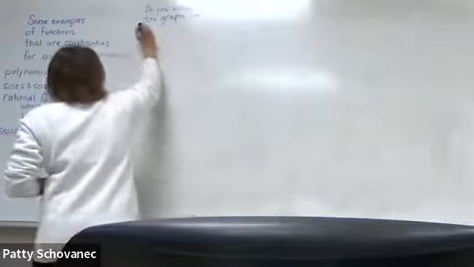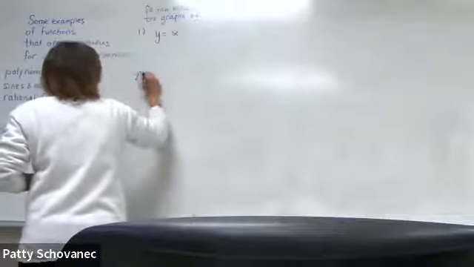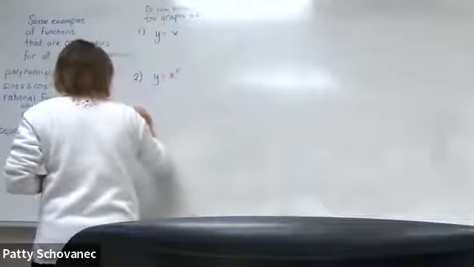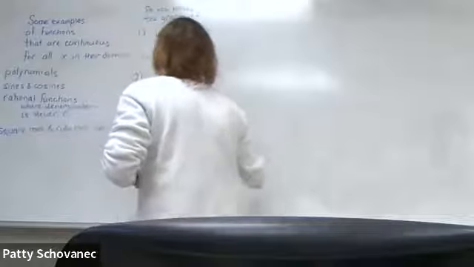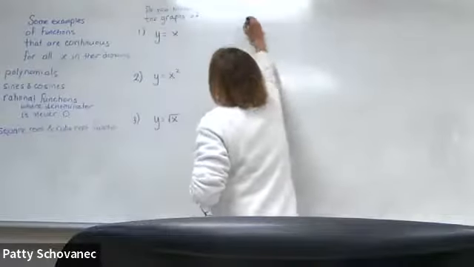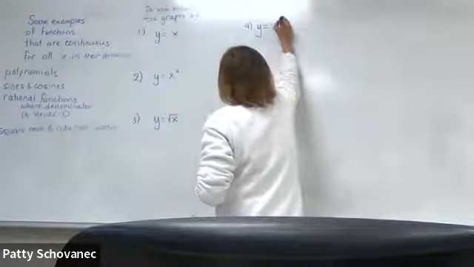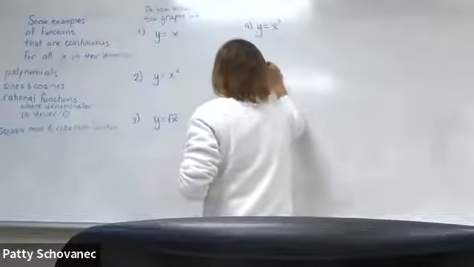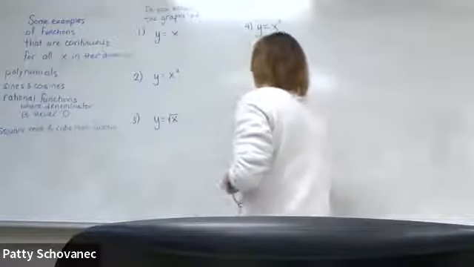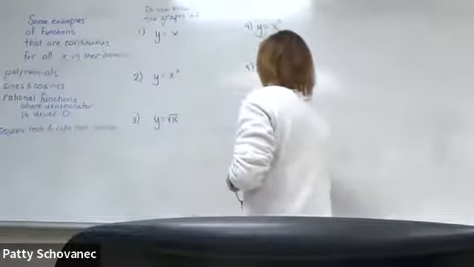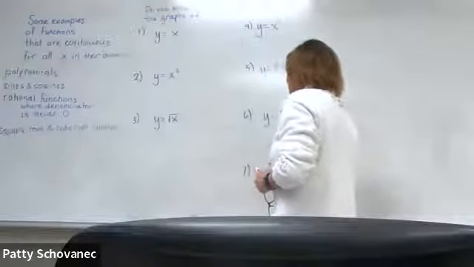of, so my first one is going to be y is equal to x. Y is equal to x squared. Y is equal to the square root of x. Y is equal to x cubed. Y is equal to the cube root of x. Y is equal to 1 over x. And y is equal to the absolute value of x.